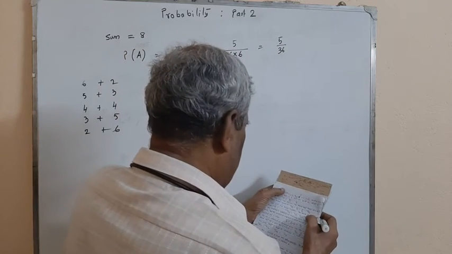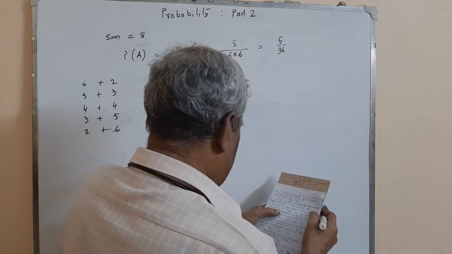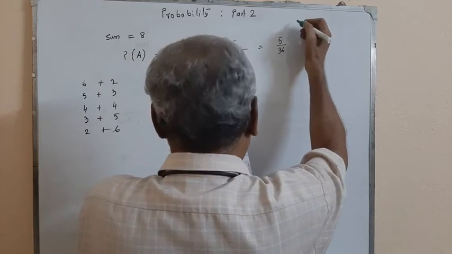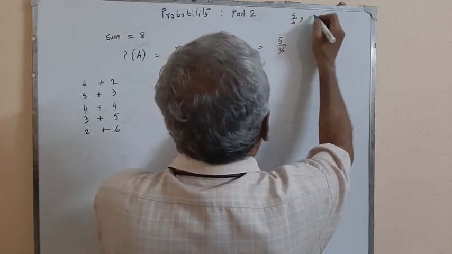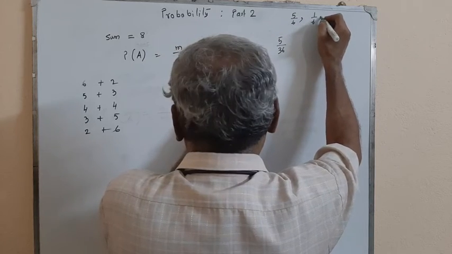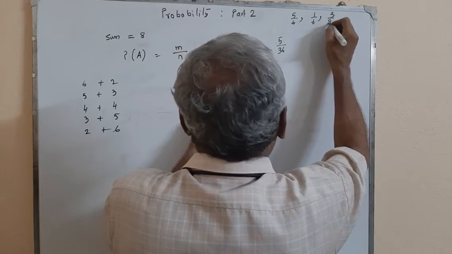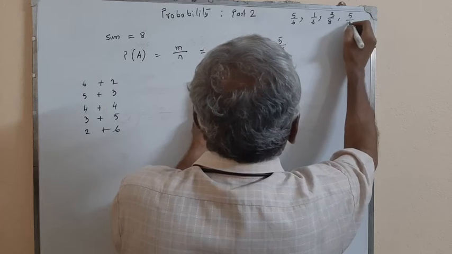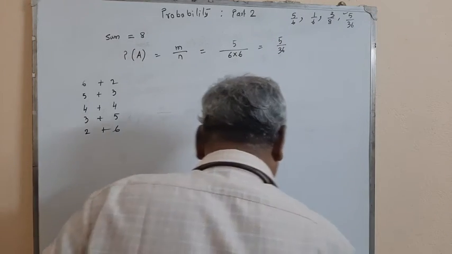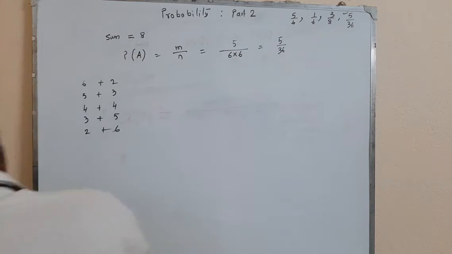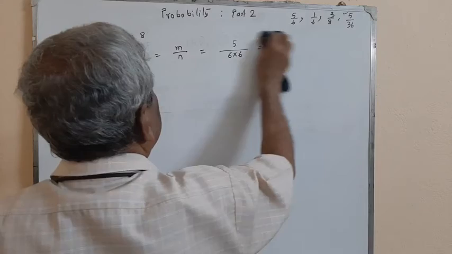The options I have not given. The options are 5 by 6, 1 by 6, 3 by 8 and 5 by 36. So this is the correct answer. Now consider next problem.